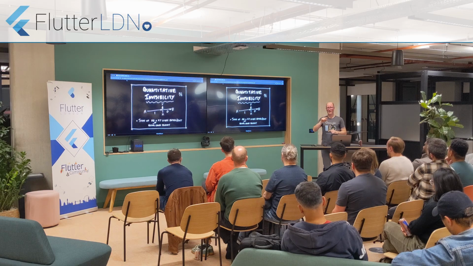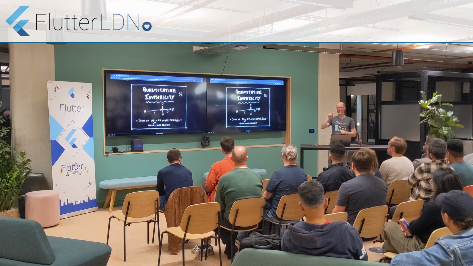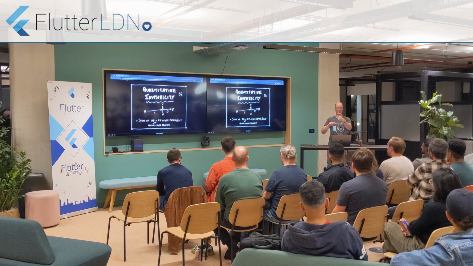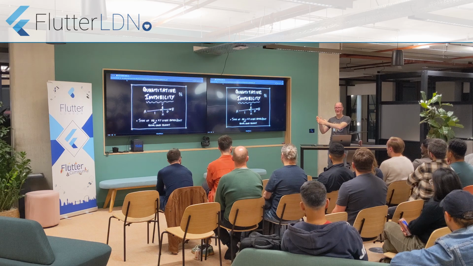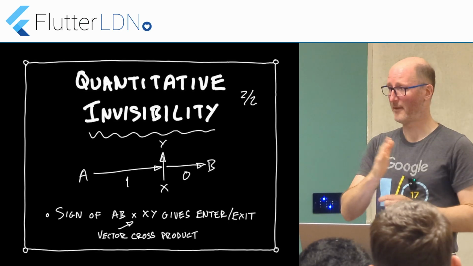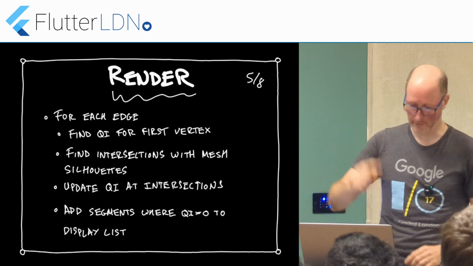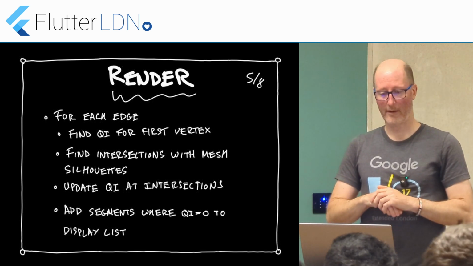Because we have a boundary of the edges in the silhouette of a mesh, we know that if we do a cross product and check the sign, we can tell whether a line is going behind a mesh, so we have to increase quantitative invisibility, or just coming out from behind the mesh, in which case we reduce it. And the way you do that is, as I say, the cross product sign, that tells you which case we're in.